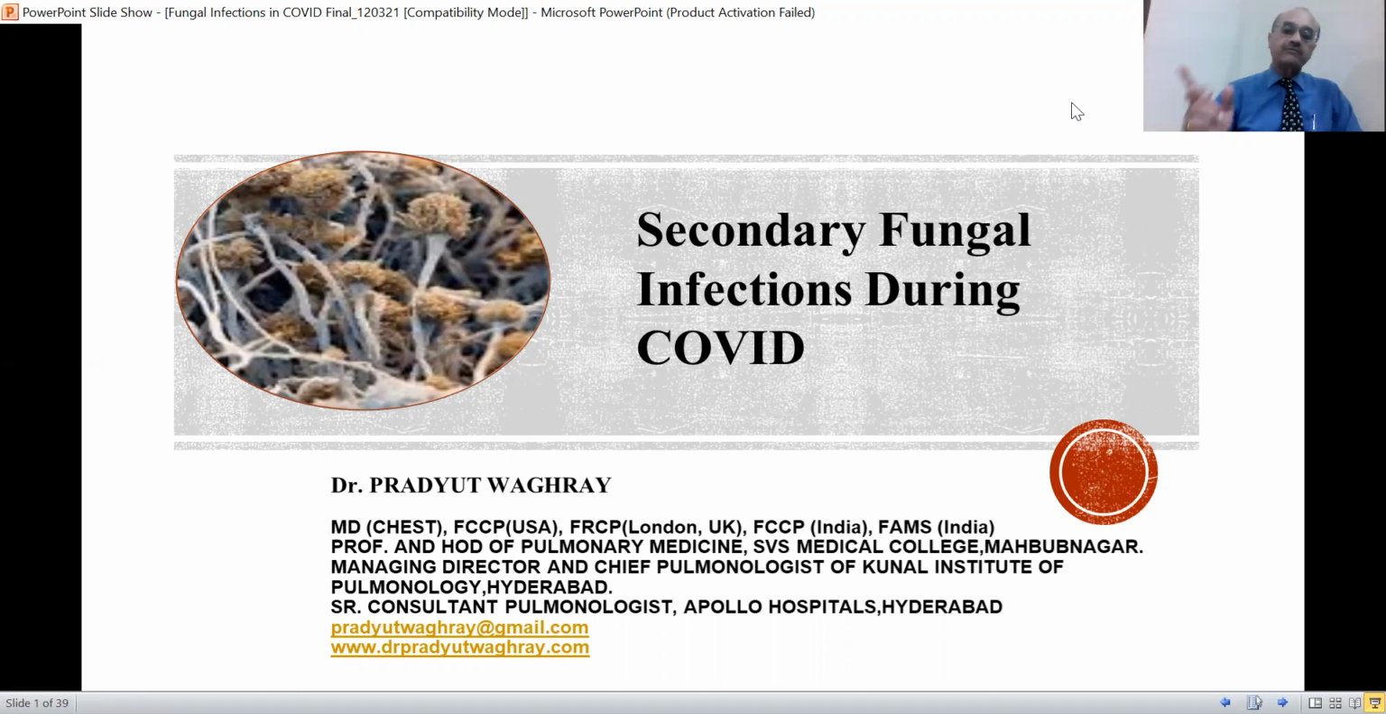Similarly, after 100 years, we are facing this pandemic of COVID-19, where again a lot of secondary fungal infections are being seen in these patients. These fungal infections are seen predominantly in critically ill COVID-19 patients and are the cause of death in a significant number of them. So what we are going to see today is what type of fungus we are seeing in these patients, how to diagnose it, and how to treat it effectively to prevent the mortality.